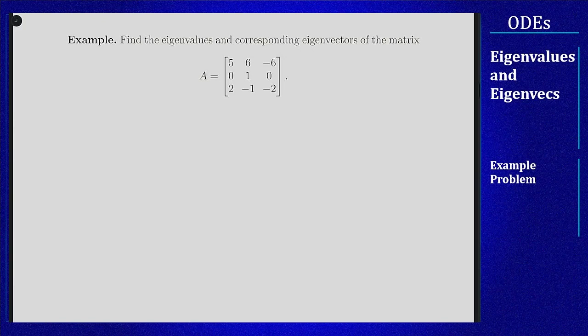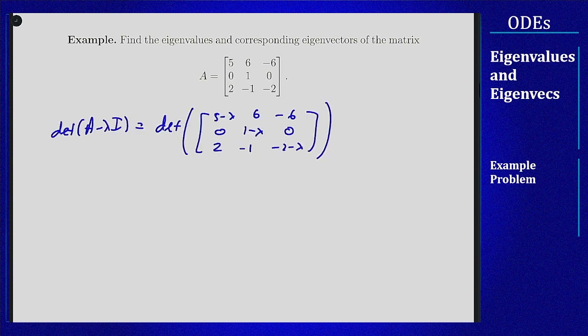In this example, we want to find the eigenvalues and eigenvectors for the three-by-three matrix given here: 5, 6, -6, 0, 1, 0, 2, -1, -2. As always, I'll be looking at A minus lambda I and finding its determinant, which we get by subtracting lambda off the diagonal of this matrix.